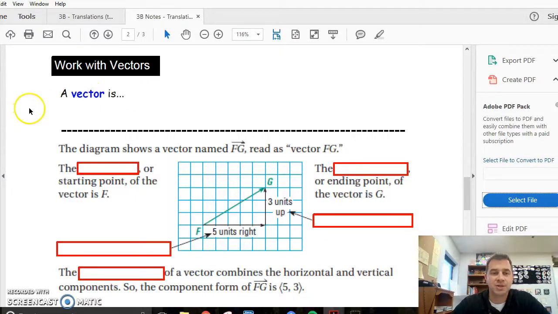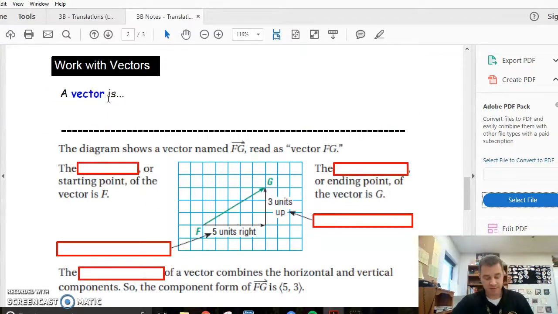All right, the last section of this lesson on translations deals with vectors. We haven't really heard that term before. You may have in some of your other classes, but we've got some definitions to sort through first before we get into how to use vectors to translate objects.